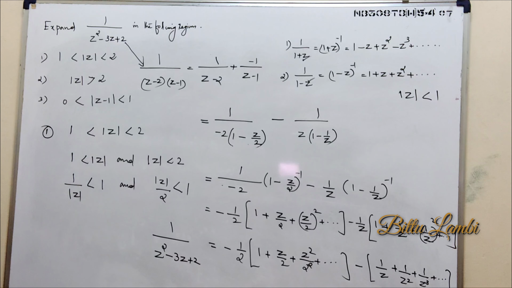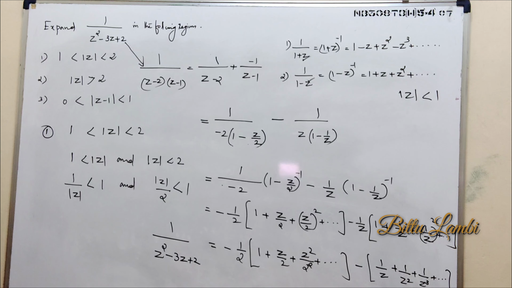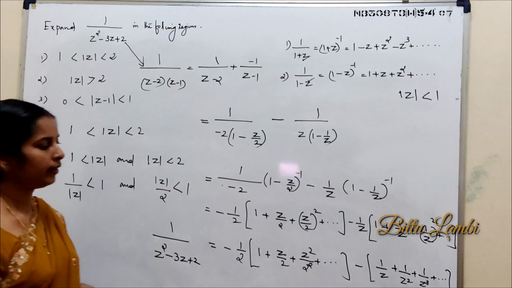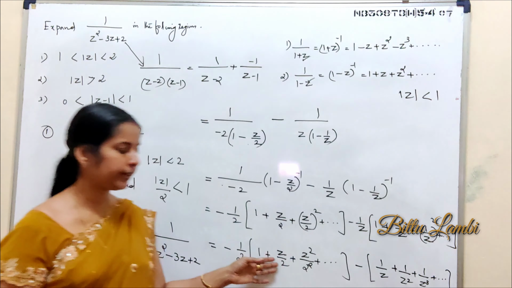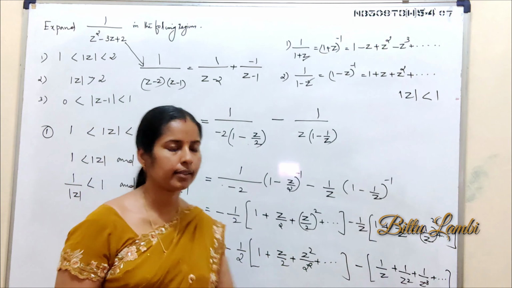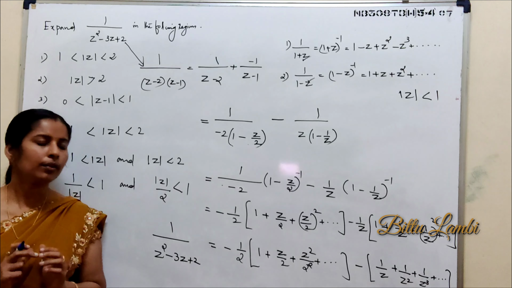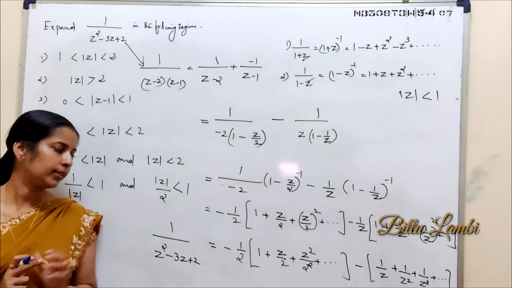See, the given function in the region 1 less than mod z by 2 can be written as two infinite series. One is positive powers of z and the second series is negative powers of z. That is the Laurent series expansion of this function in the region 1 less than mod z less than 2.